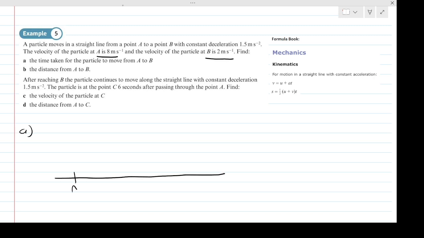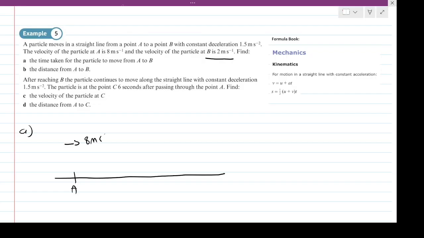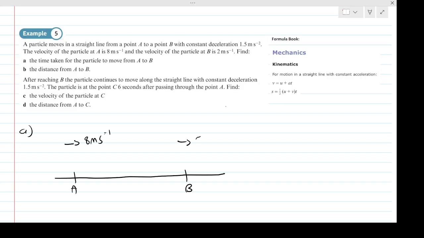So this is the point A, let's say, and at point A the velocity is 8. Then we have a point B at the end here, and the velocity is 2 meters per second. That's my initial and final velocity at A and B.